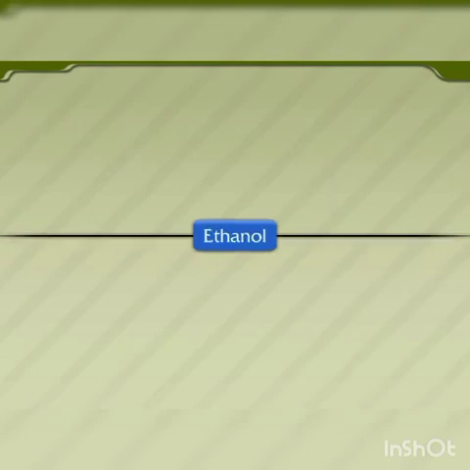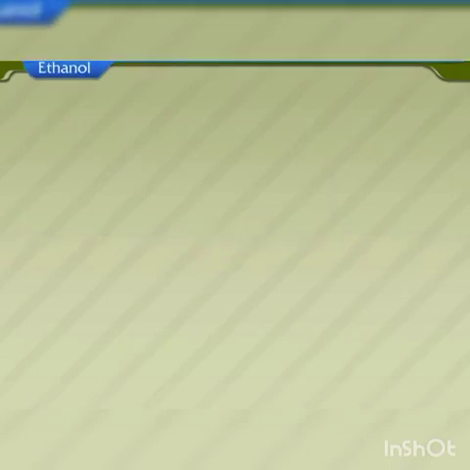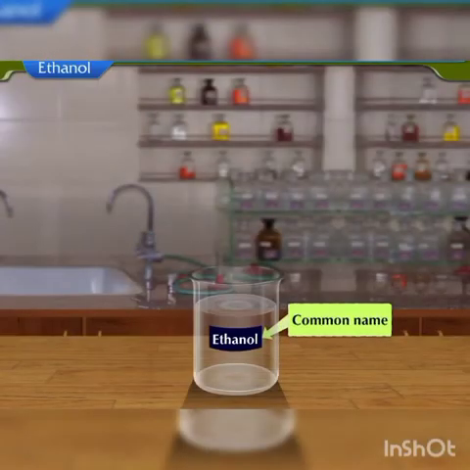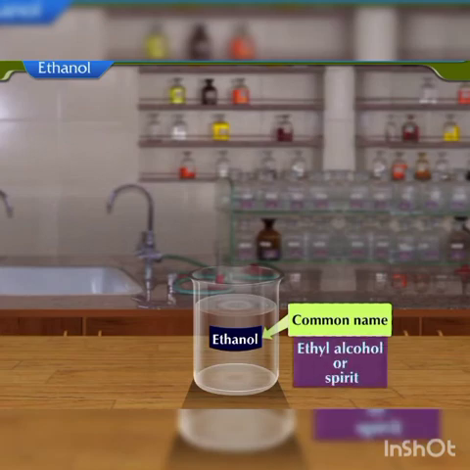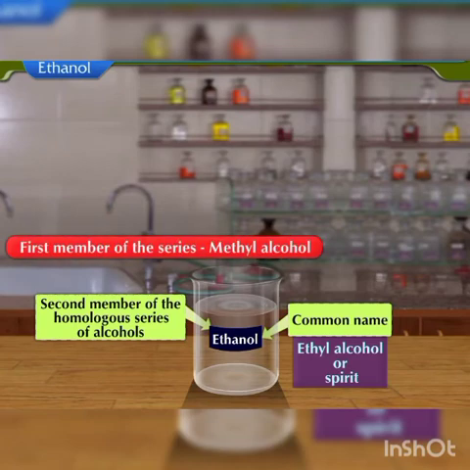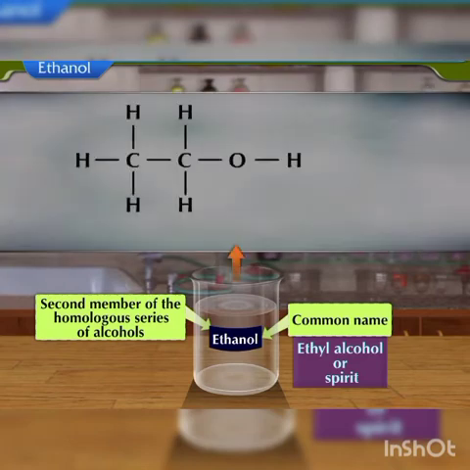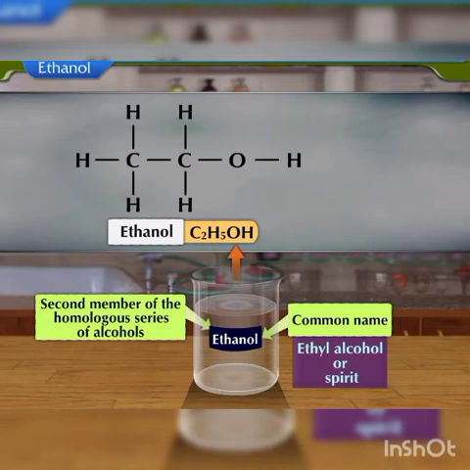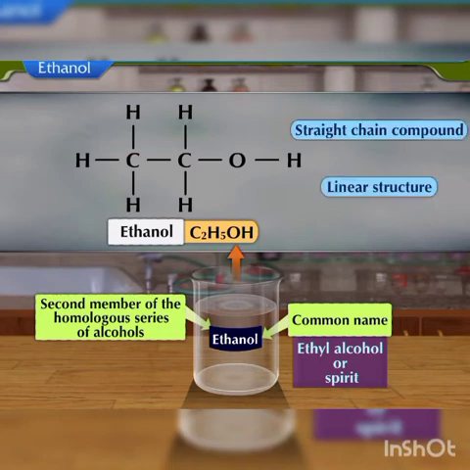Ethanol. The common name for ethanol is ethyl alcohol or spirit. Ethanol is the second member of the homologous series of alcohols. The first member of the series is methyl alcohol. The formula of ethanol is C2H5OH. It is a straight chain compound and has a linear structure.